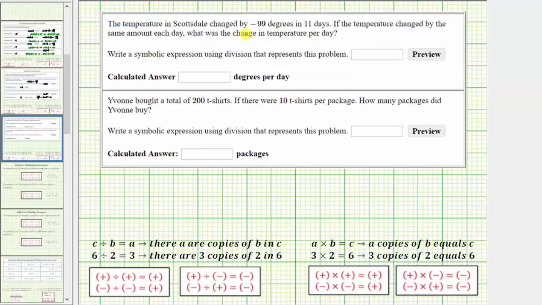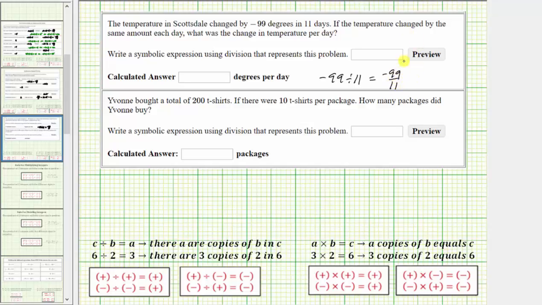The temperature in Scottsdale changed by -99 degrees in 11 days, which means it decreased 99 degrees in 11 days. If the temperature changed by the same amount each day, what was the change in temperature per day? To determine the change in temperature per day, we need to divide the total change of -99 degrees into 11 equal parts or pieces, and therefore the quotient is -99 divided by 11, or in fraction form, -99 over 11.